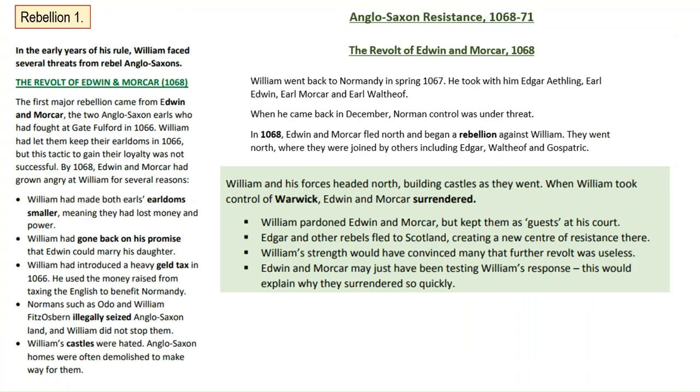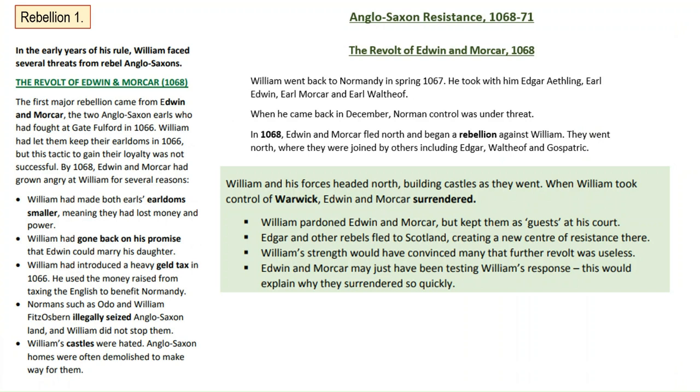When he came back in December, Norman control was under threat. Edwin and Morcar fled north and began a rebellion against William. They went north, where they were joined by others, including Edgar, Waltheof, and Gospatrick. William and his forces headed north, building castles as they went. When William took control of Warwick, Edwin and Morcar surrendered. So William pardons Edwin and Morcar, but he keeps them as guests at his court, prisoners basically.